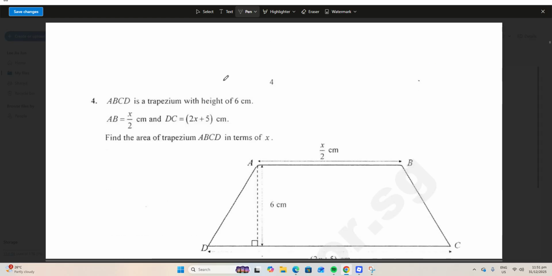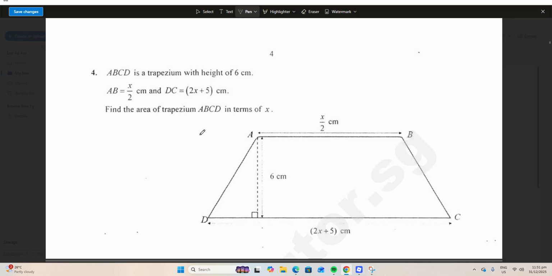Okay, next question. This is a trapezium with height of 6 cm. Take a look at this shape. AB is equal to x over 2 and DC is equal to 2x plus 5. Find the area of the trapezium ABCD in terms of x. How do you find the area of a trapezium? It's basically half times the sum of parallel lines. So in this case, it's x over 2 plus 2x plus 5, times 6. Why times 6?